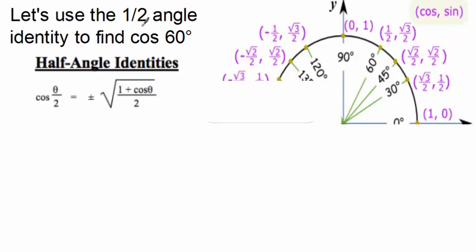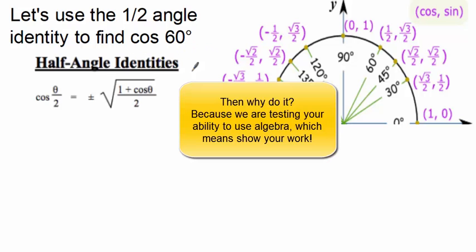So now let's take a look at the half angle identity, and we're going to use it to find something that we actually can find, which is the cosine of 60. Cosine of 60 we have here, 1/2, but we're going to use this guy right here. So let's see what that would look like. We're going to end up doing the cosine of 120 divided by 2.